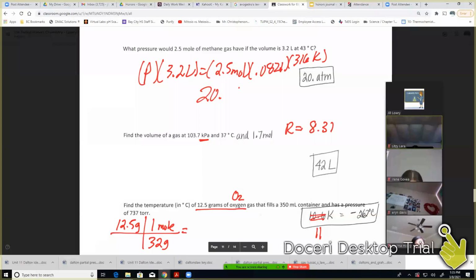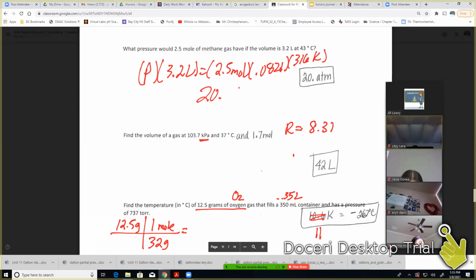What about my 350 mils? Can I leave it in milliliters? It's 350 mils. We move our decimal back 1, 2, 3, so it would become 0.35 liters. You want to keep the same number of sig figs. 350 mils was 2 sig figs, so it is 0.35 liters.